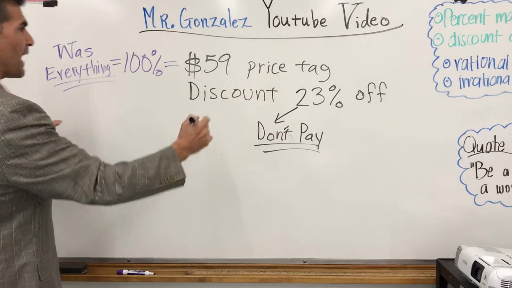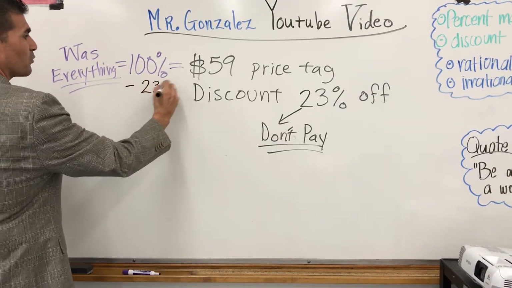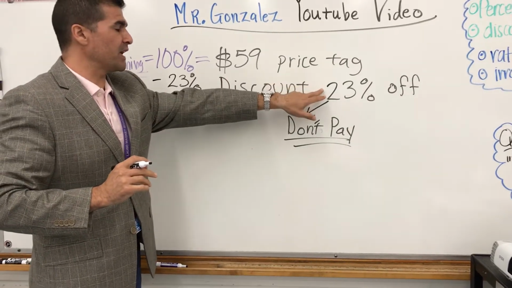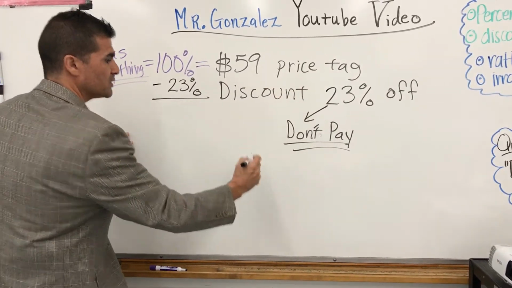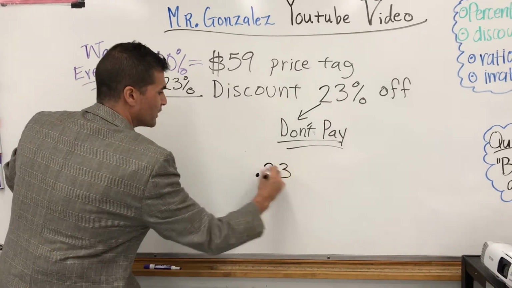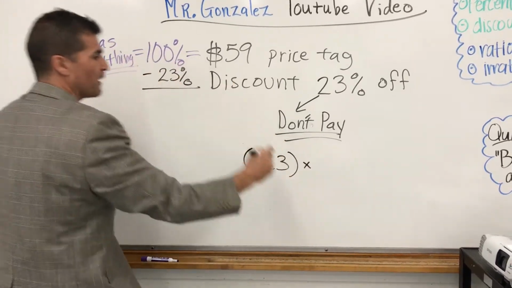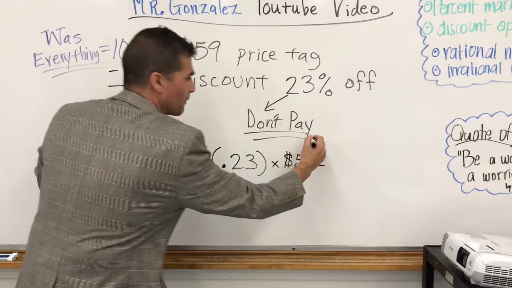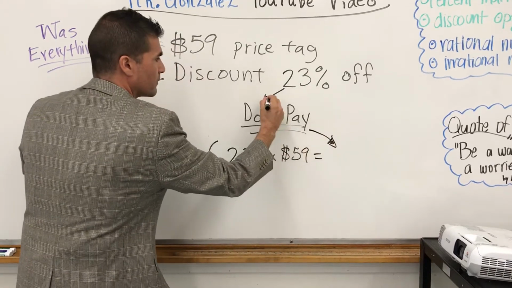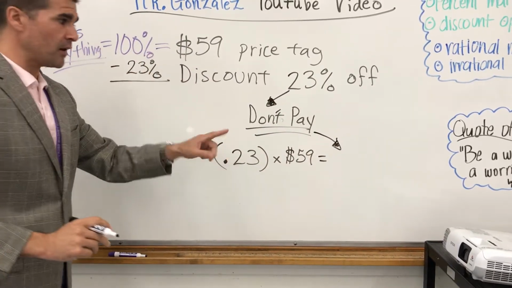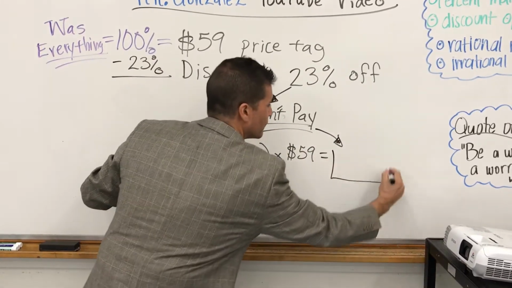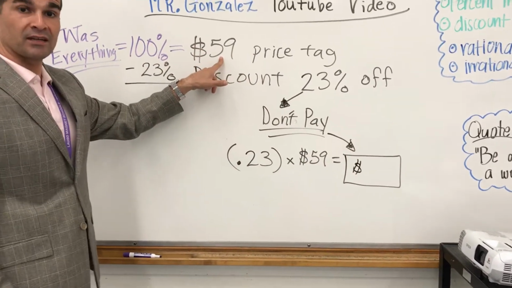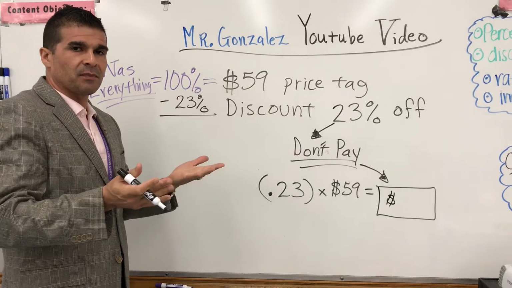So if you do the math, you can subtract the 23%. A lot of you will go ahead and multiply 0.23 by $59. This will give you the amount that you don't have to pay for. You could do that, but then you have to take this number and subtract it from the $59. That is some extra work.